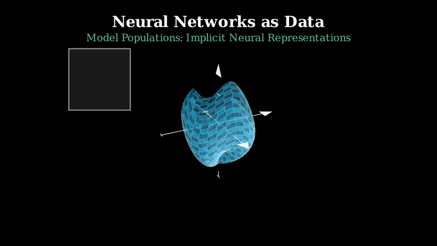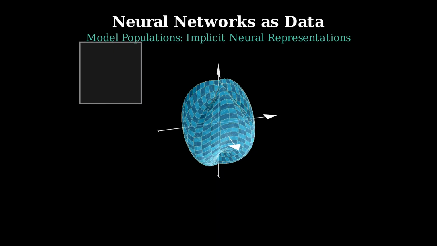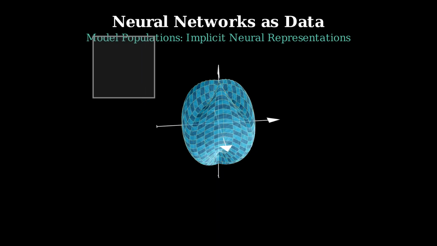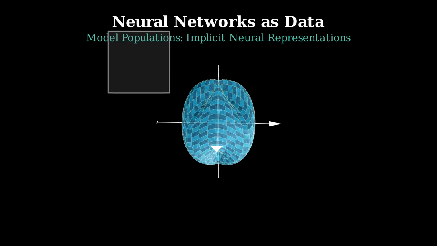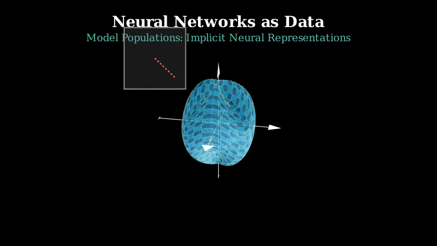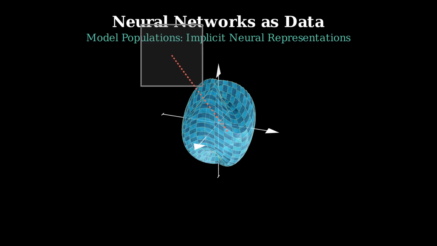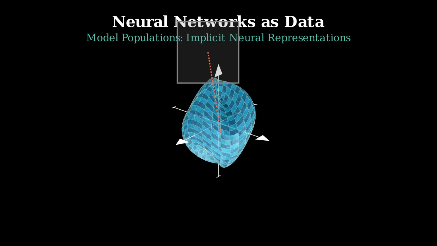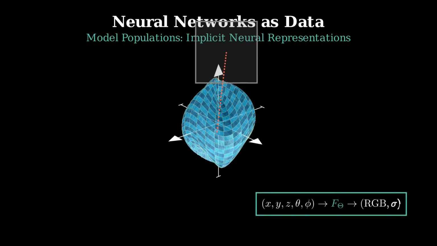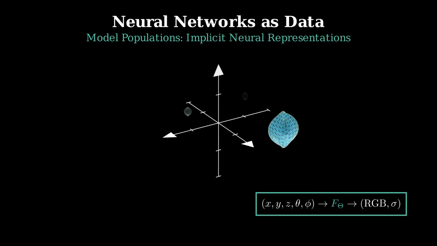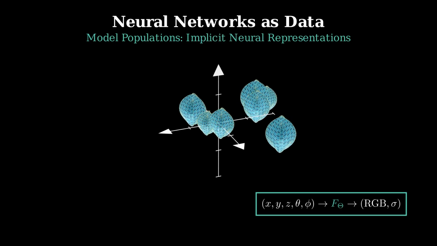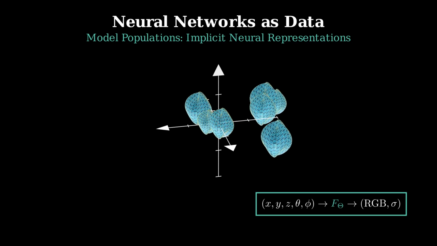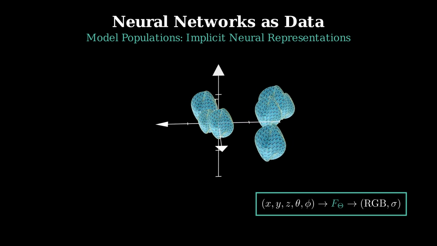A perfect example is implicit neural representations, like NeRFs. Instead of storing 3D scenes as pixels or voxels, we train a tiny, unique neural network to map spatial coordinates and viewing rays directly to color and density. Multiply this by thousands of 3D objects, and your dataset is no longer just images. It is a dataset composed entirely of neural networks.